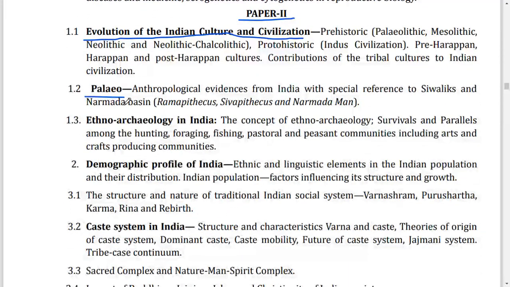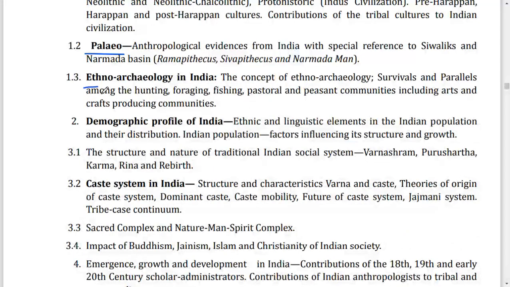Paleo-anthropological evidences from India with special reference to Siwaliks and Narmada Basin: Ramapithecus, Sivapithecus, and Narmada Man. Ethno-archaeology in India: the concept of ethno-archaeology, survivals and parallels among the hunting, foraging, fishing, pastoral, and peasant communities, including arts and craft producing communities.